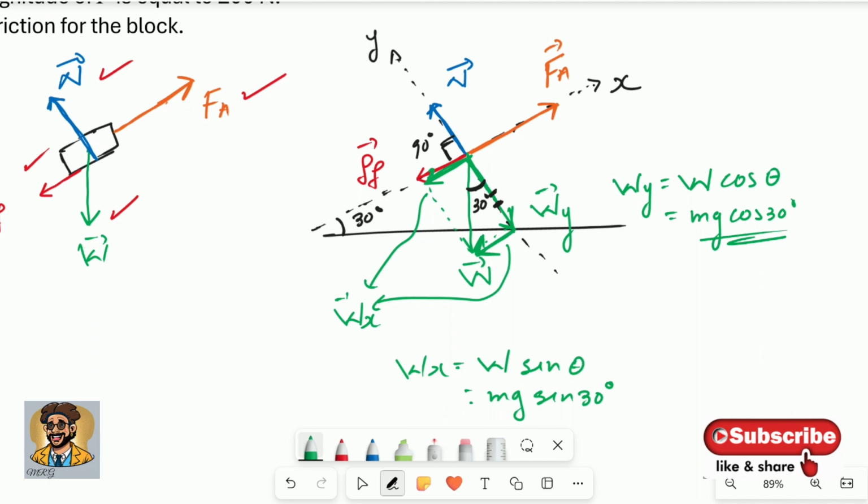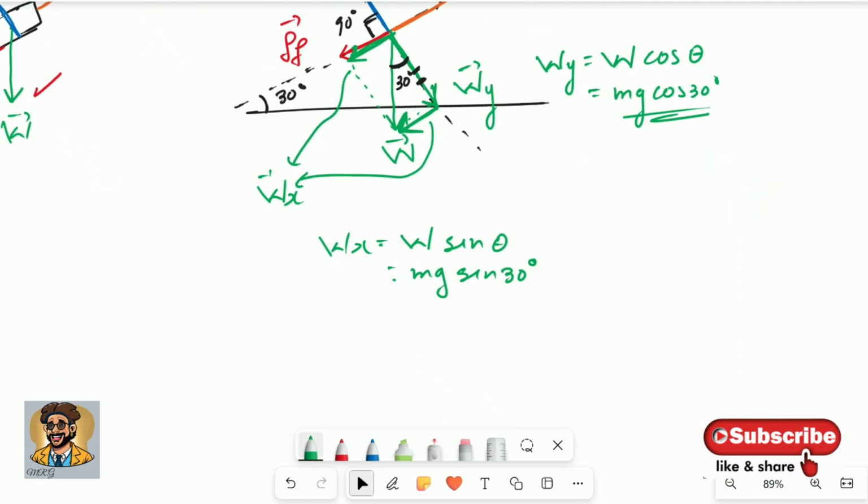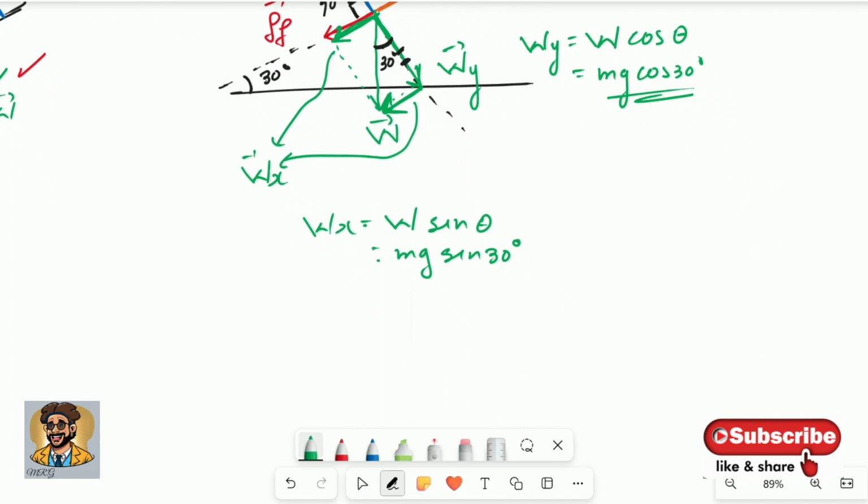Now question 3.2, we answered half of it. They say calculate the component of the gravitational force exerted on the block parallel to the incline. So in other words, which one are they asking you to calculate? The x component. This one here.